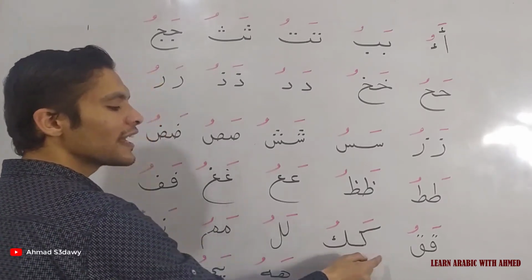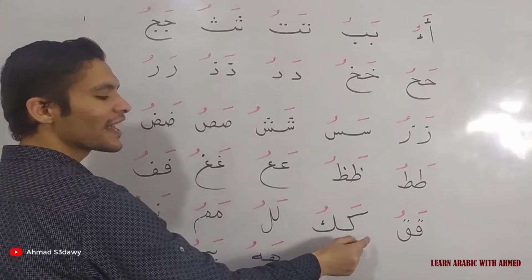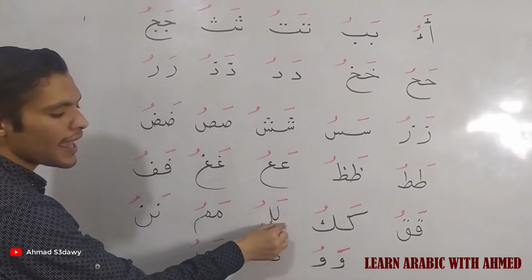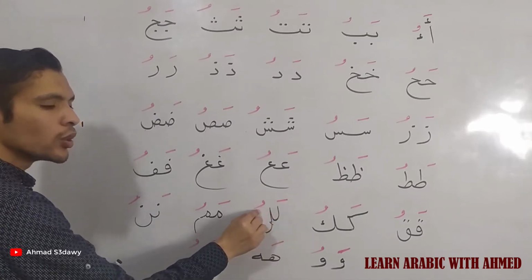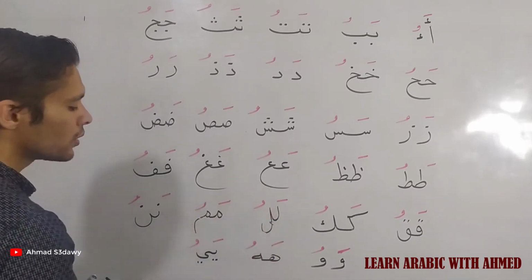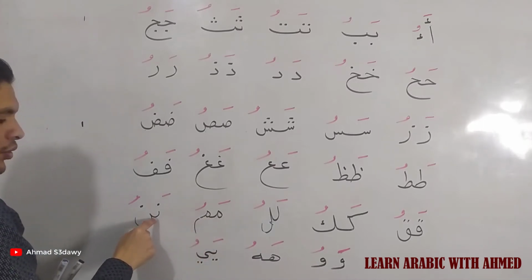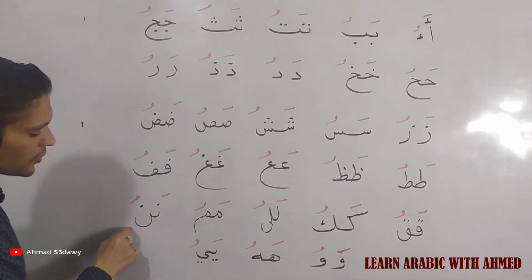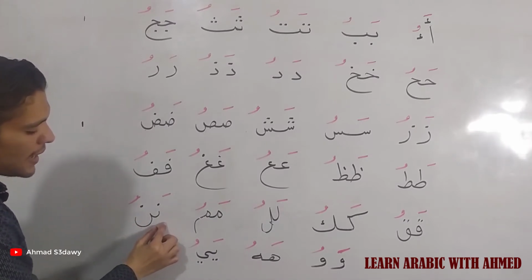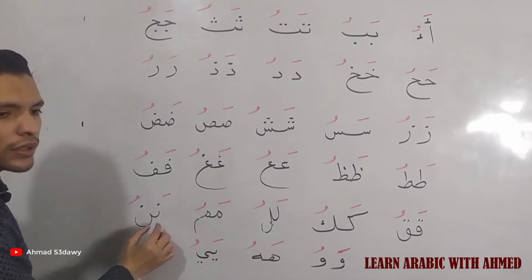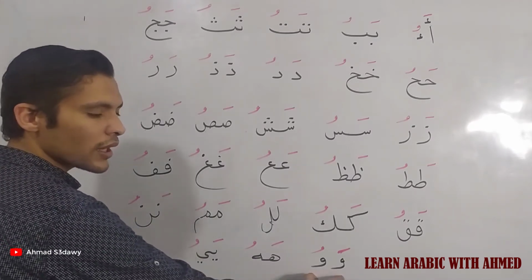Ka, ku, ka, ku. So you say la, lu. La with fatha, lu with dhamma, la lu. Here, ma, mu, noon. And there is another bed right there and 1 dot sleeps inside. So it's noon. So it's na, nu, na, nu. And here, two vowels, okay?